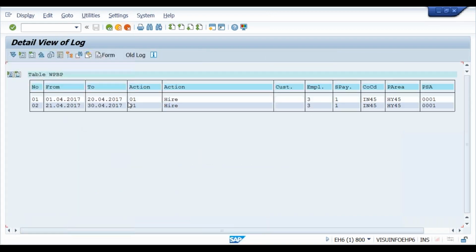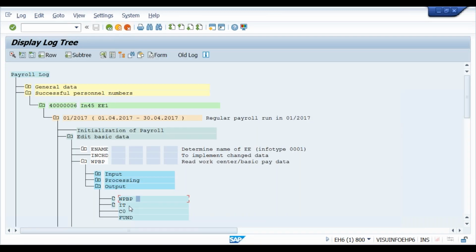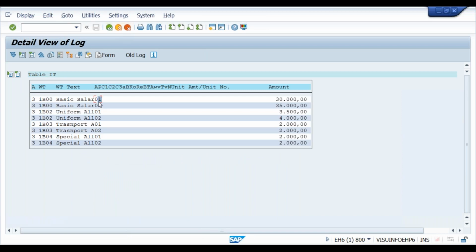Understood? So this split indicator is a pointer to the data of this wage type tab. This is the first split indicator. By any chance, if you delete the split indicator of this wage type, we can manipulate this data. If you delete the split indicator, that means you are disconnecting the relation between this wage type and WPBP.